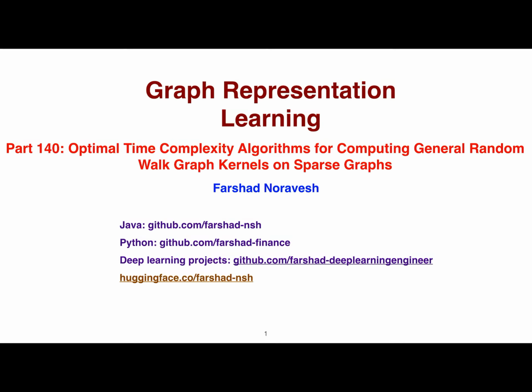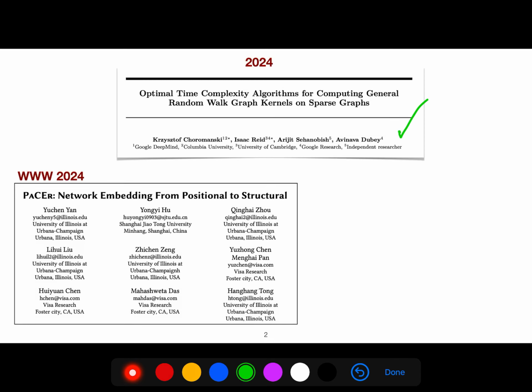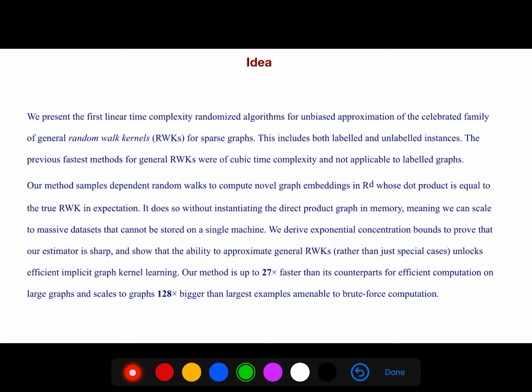Alright, so in this video I'm gonna be explaining this important paper with the title Optimal Time Complexity Algorithms for Computing General Random Walk Graph Kernels on Sparse Graphs. This paper is from 2024 by Google Research. We present the first linear time complexity randomized algorithms for unbiased approximation of these general random walk kernels for sparse graphs. The previous fastest methods were cubic time, order of n^3, but now we want a linear version of that.